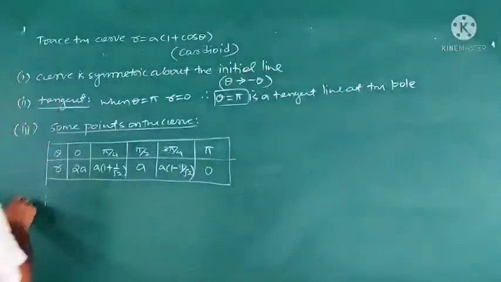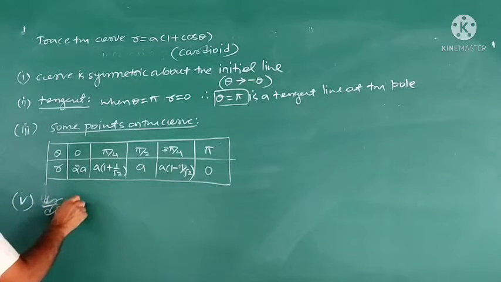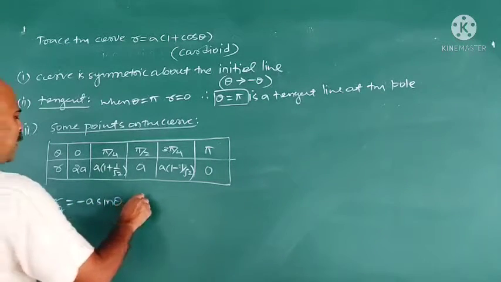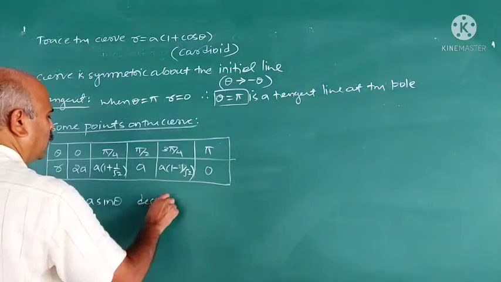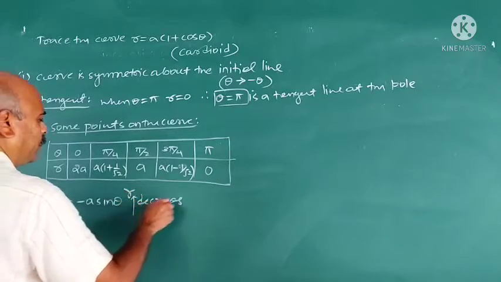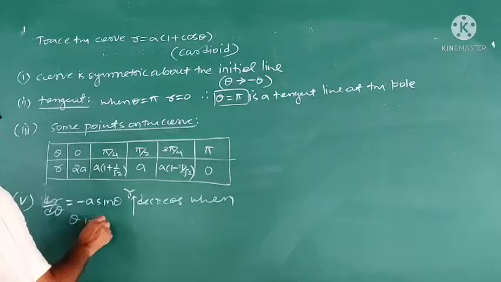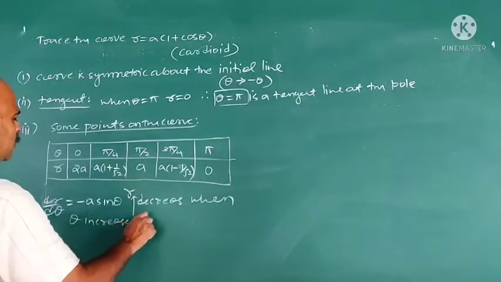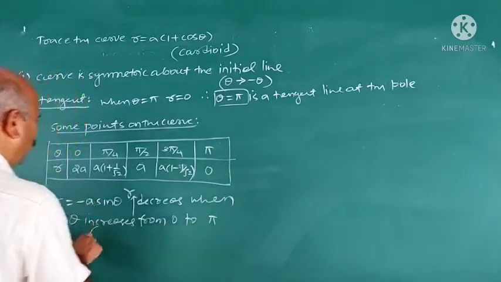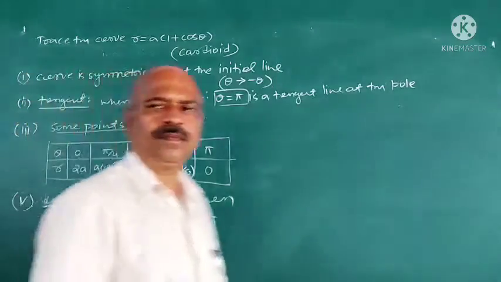Now, find out the region where it increases or decreases. For that we find out dr by d theta. Dr by d theta is minus a sin theta. Therefore, decreases means r decreases when theta increases from 0 to pi, from 2a to 0 monotonically.